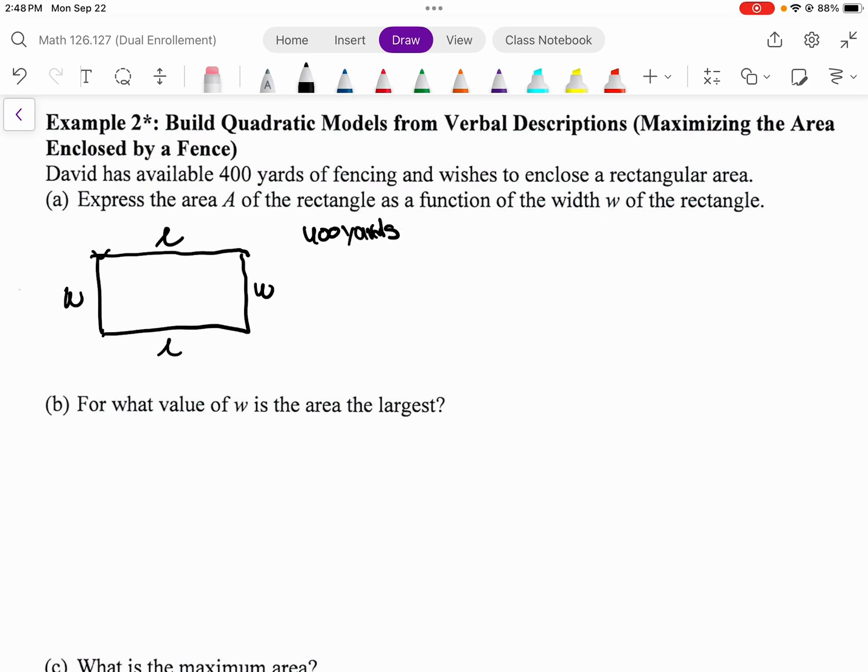So that means that all of this plus this plus this plus that equals 400 yards. Now, why is that important? Well, what I just mentioned is the perimeter of the rectangle. My perimeter is 400 yards. I have a total of 400. Well, it's asking me for area.